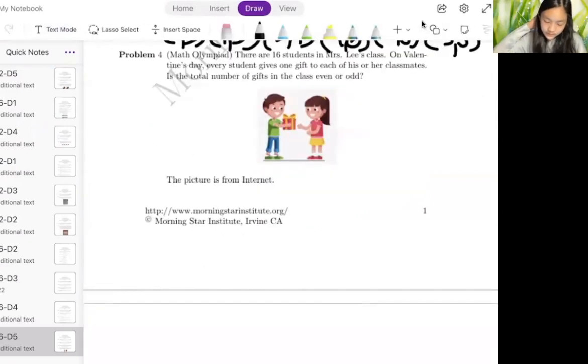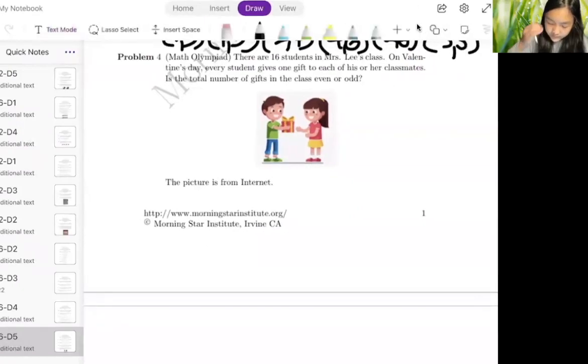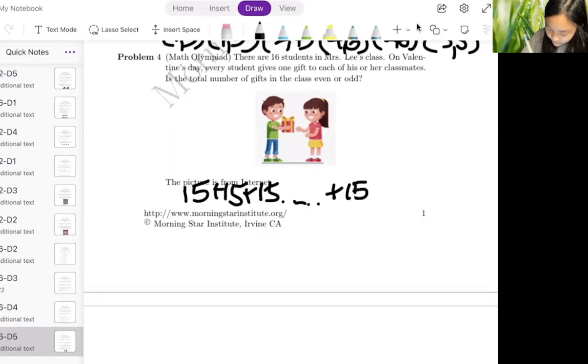There are 16 students in Mrs. Lee's class on Valentine's Day. Every student gives one gift to each of his or her classmates. Is the total number of gifts in the class even or odd? Since there are 16 students and each of them gives a gift to each of his or her classmates, then it should be 15 plus 15 plus 15 all the way plus 15, and there should be 16 of them.